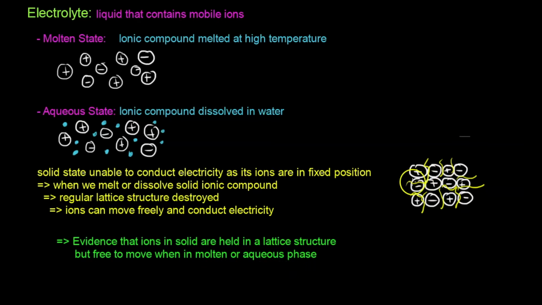So this is evidence to show that ions in solid state exist in this arrangement, because in this state they cannot conduct electricity. Only when we melt them or when we dissolve them in water can they conduct electricity. So that's why ions in solid state have to exist in a lattice structure. This is like a proof that this lattice structure exists and is not just in theory. And this is important because it's one of the parts of the learning objective.